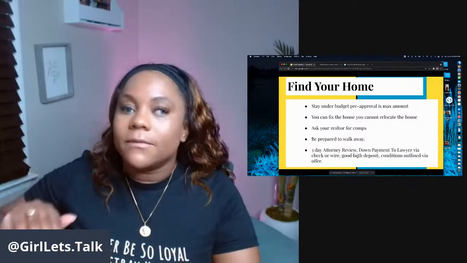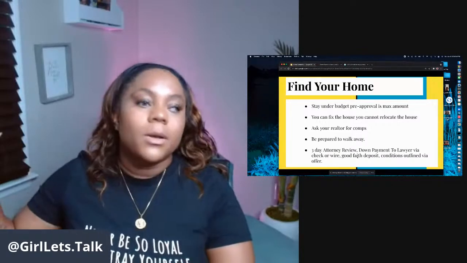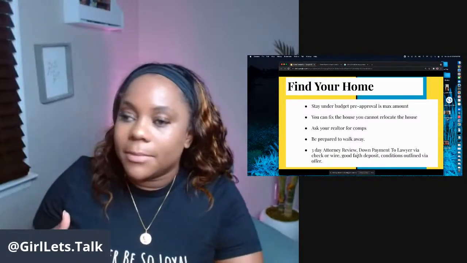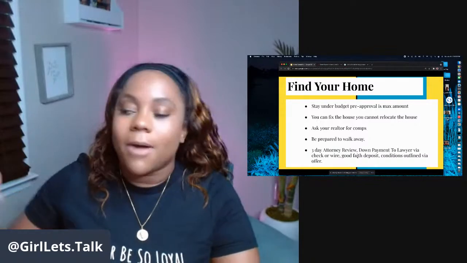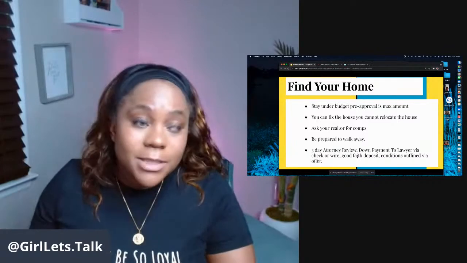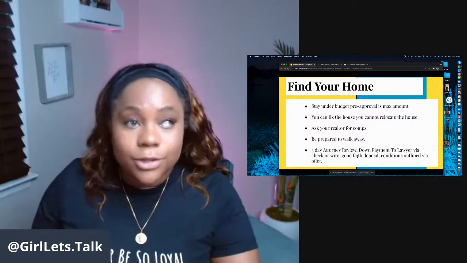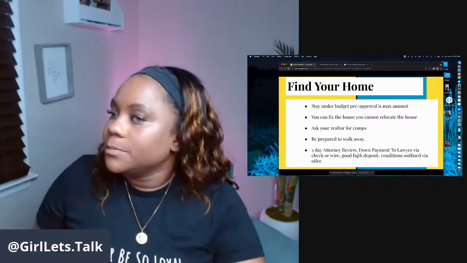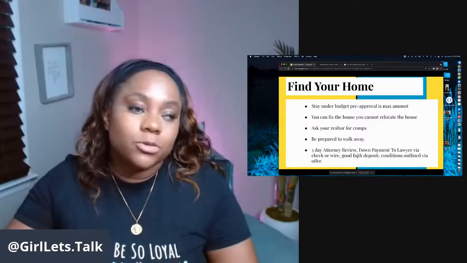The pre-approval is giving you the max possible amount you can borrow. I say shave 50, 60,000 off that number, depending on how big your number is, and buy a house for that amount. You don't want to be house poor. It happens to people. It can happen to you. Don't be house poor if you can't be reasonable with it. You can fix the house. You can't relocate the house.